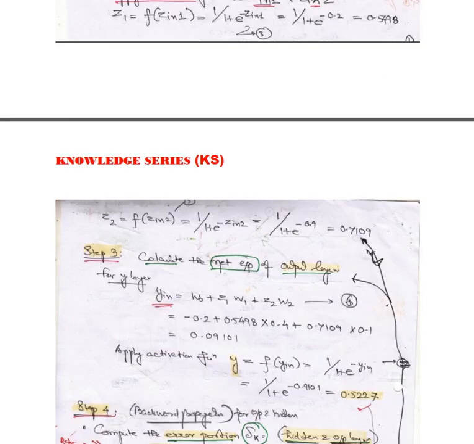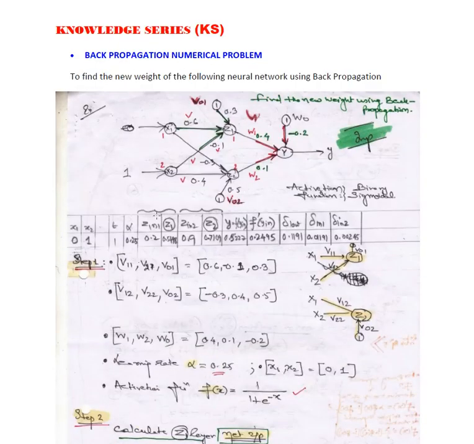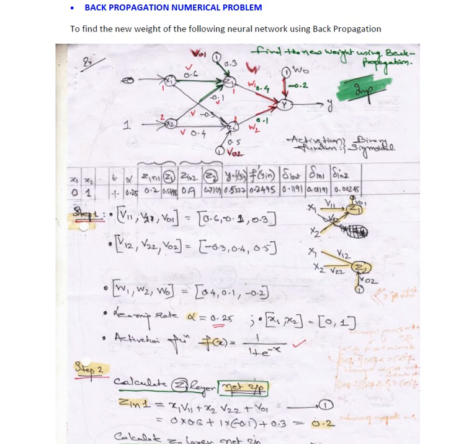Once we know this, we are going to find the activation function. Y is equal to f of y_in. So f of y_in is equal to 1 divided by 1 plus e to the power of minus y_in. Once we compute this, we get the value of y as 0.5227. Now you have to remember that this is the output value. Now what is our target? We initialize the target. You know that in our question the target is given as 1.